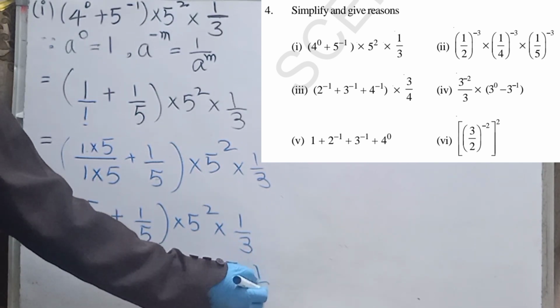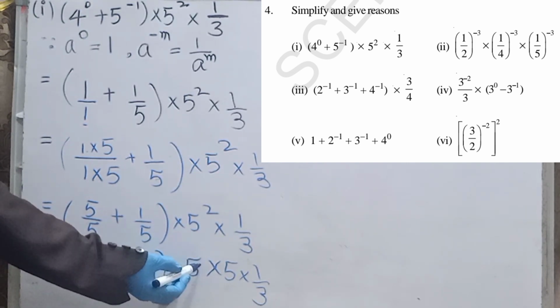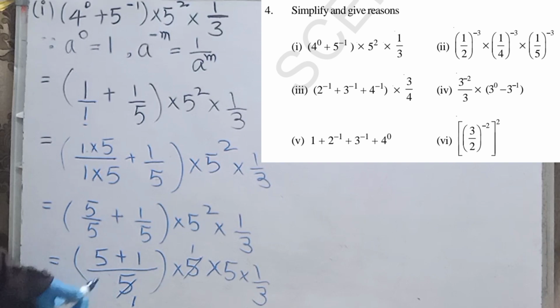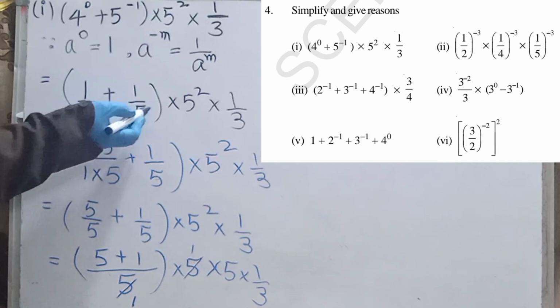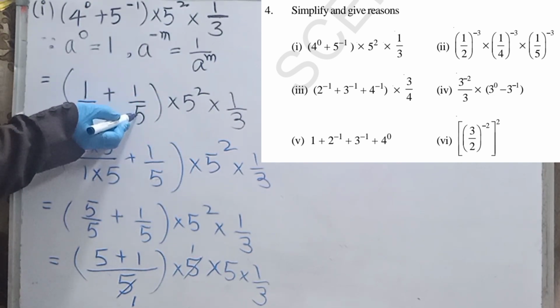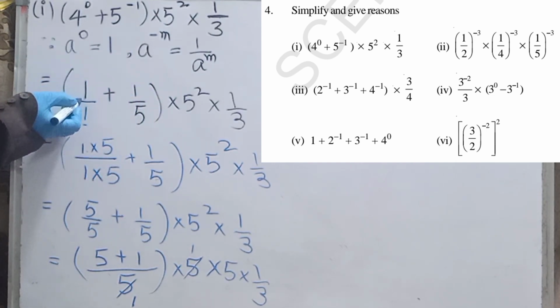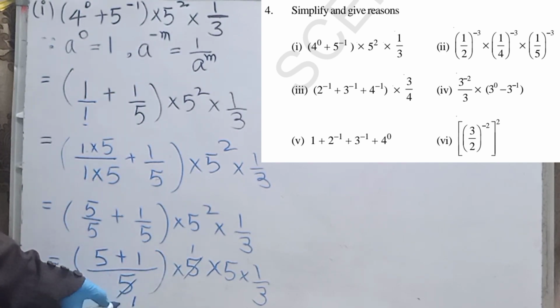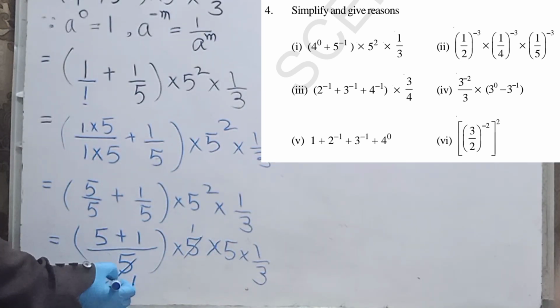Into 1 by 3. Since here a multiplication sign is there, what can we do? If numerator and denominator are the same, we can cancel here. Students, you might be confused that here also we have a multiplication sign. Then why didn't we cancel 5 here and here? Because this 5 is inside the bracket, and we have to add first here. Only after the addition is done can we cancel like this.